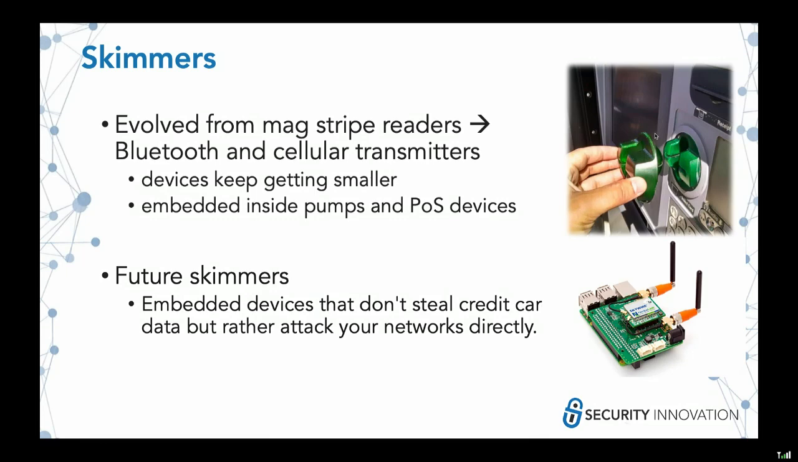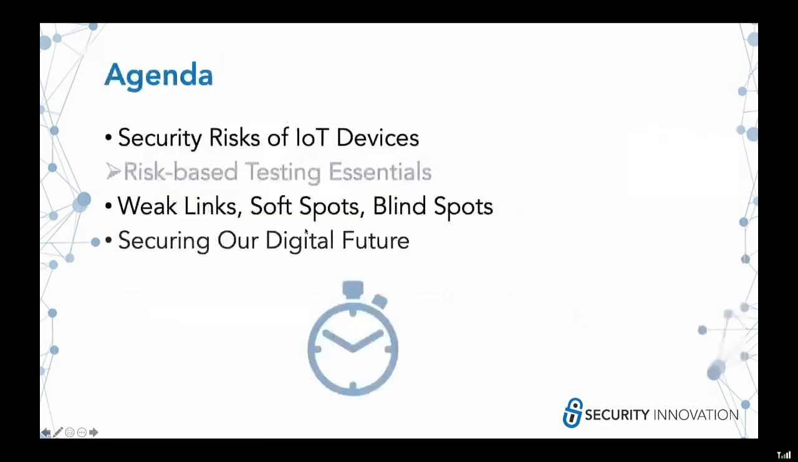And then the next evolution of skimmers are going to be embedded devices that don't just steal the credit card information, but would essentially be equivalent, as one of our engineers here says, to putting a computer directly on your network, because these small profile devices are actually quite powerful, as we've all seen with the advent of first smartphones and things like Raspberry Pis. So that's the direction that we're going in.